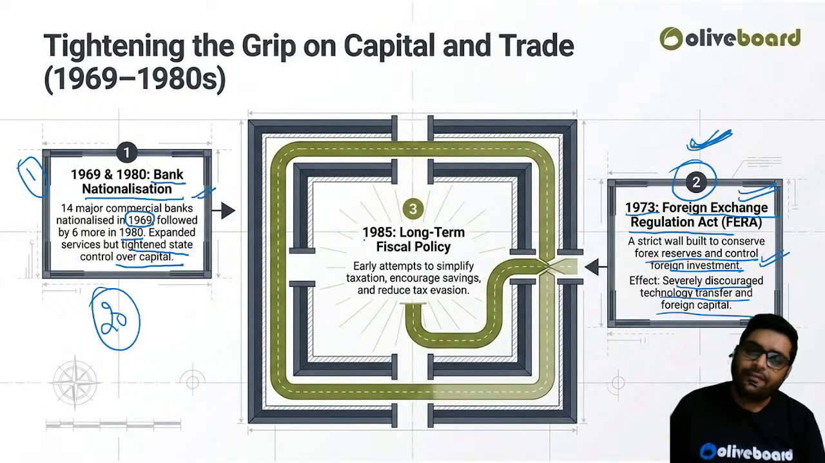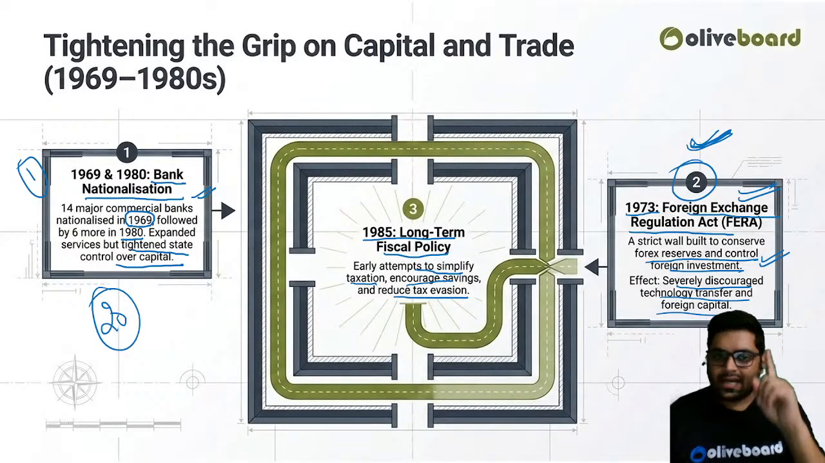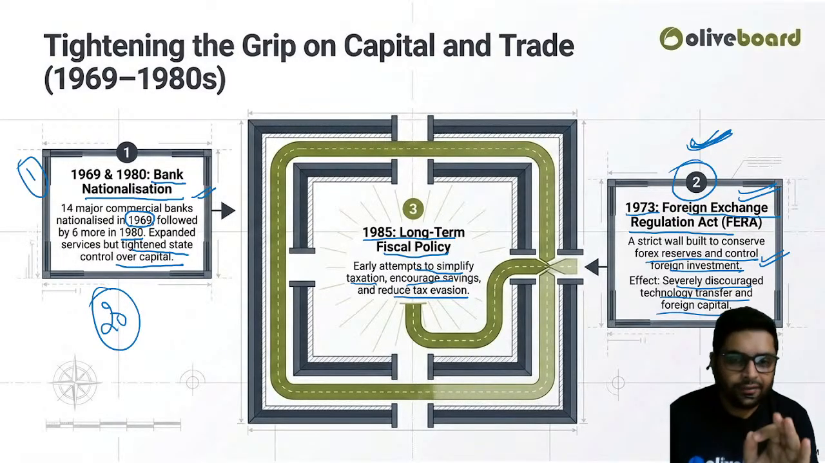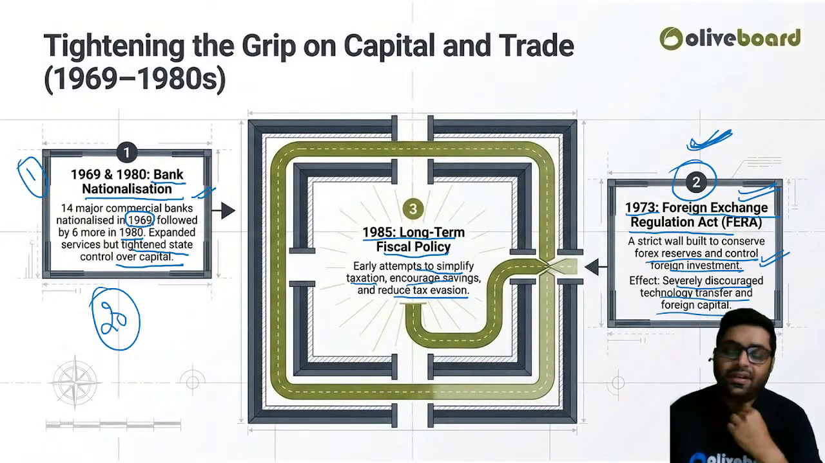In 1985 came the long term fiscal policy. Okay, the long term fiscal policy was an attempt to simplify taxation, encourage savings, and reduce tax evasion. So in 1969 and 1980 bank nationalization happened. 1973, the Foreign Exchange Regulation Act to regulate foreign capital. 1985, the long-term fiscal policy came. It was basically to ease taxation, encourage savings and reduce tax evasion.